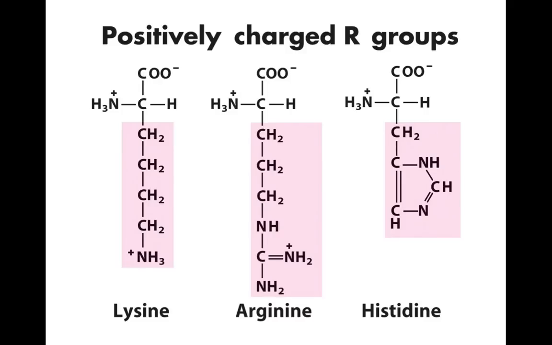Then you have the positively charged R groups. So for instance, you have lysine, arginine, and histidine. Now, we say that these are positively charged because if you look at the nitrogen in lysine, it has a positive charge, and this amino group is found in the R group. Alright? So the R group for lysine, for instance, is CH2, CH2, CH2, CH2, NH3, and it's plus. Similarly for arginine, there's an NH2 group here that is plus.